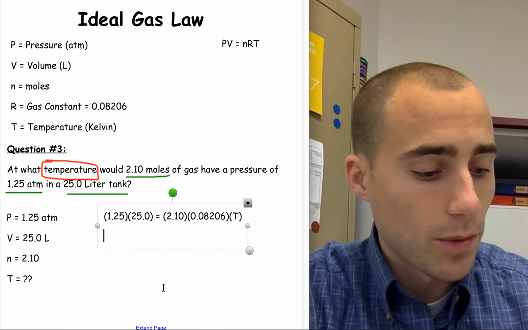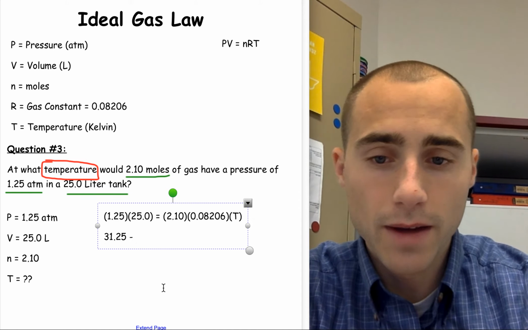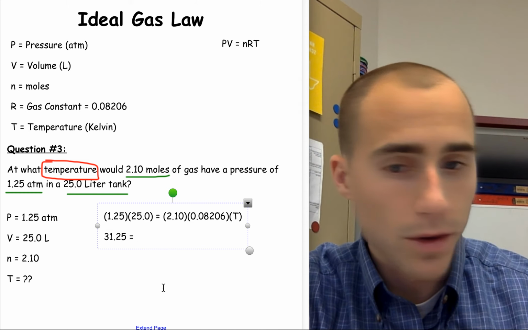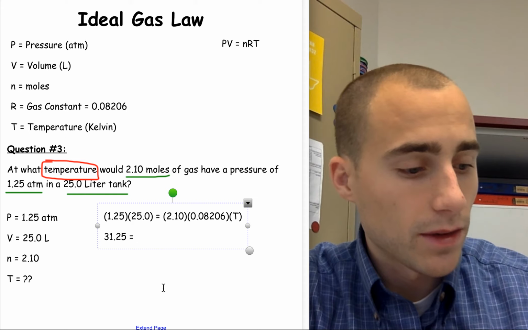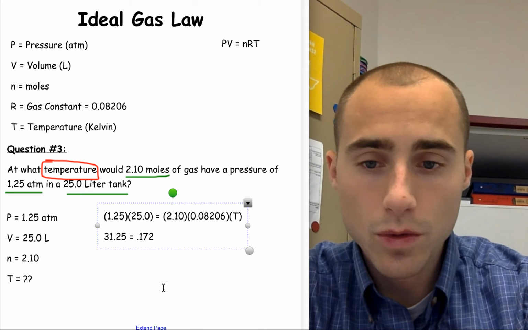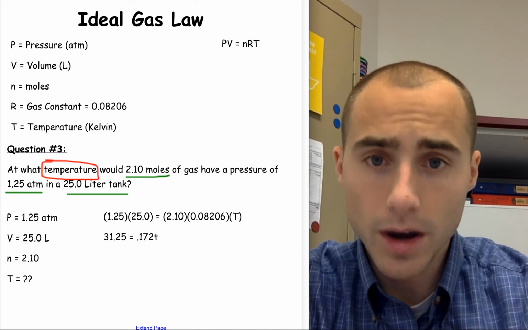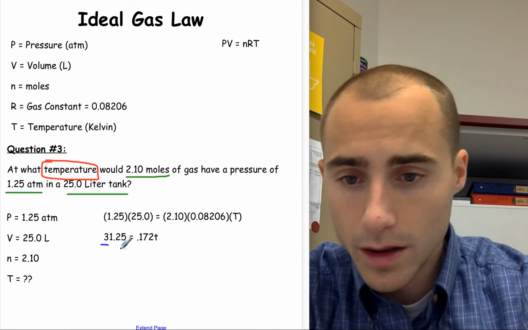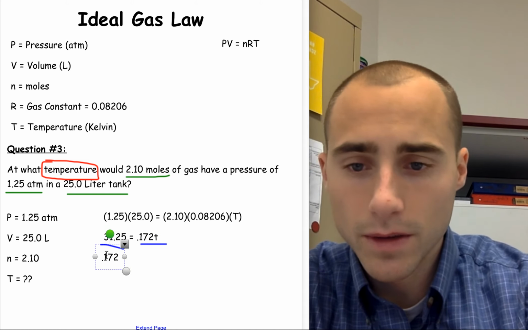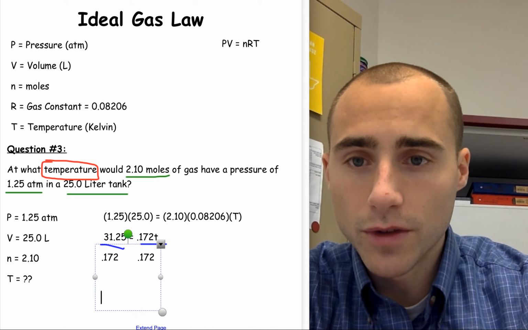So I'll multiply that out, 1.25 multiplied by 25. That equals 31.25. Set that equal to, we have 2.10 multiplied by 0.08206, and that's going to equal 0.172 T. So then we identify which side has the variable on it. That is this 0.172, so we're going to divide both sides by 0.172. That's going to solve the question for us.